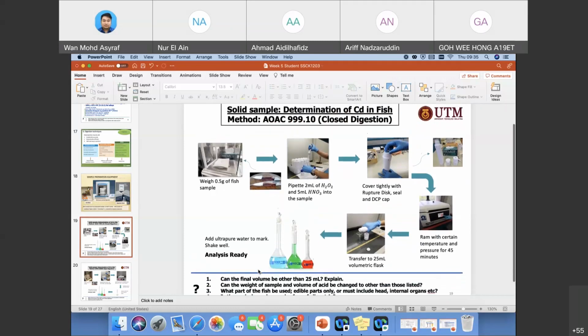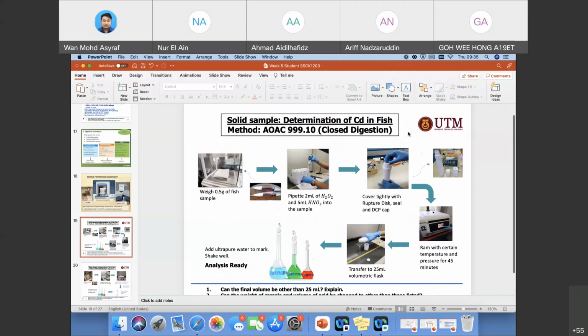Okay, understand this method? This is the overview of the method. If you want to look into very detailed information, you can search for this AOAC 999.10 method. So this is a closed digestion method, as the name says. You close it in a tube where you cover it very tightly, and then you put it into the microwave instrument, where you have a certain temperature and pressure for it.